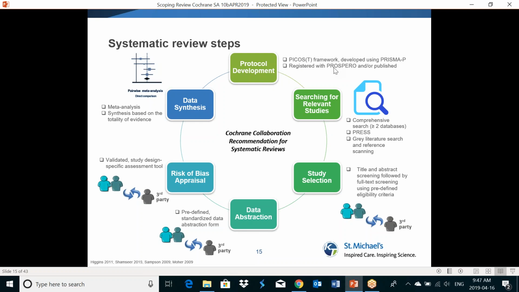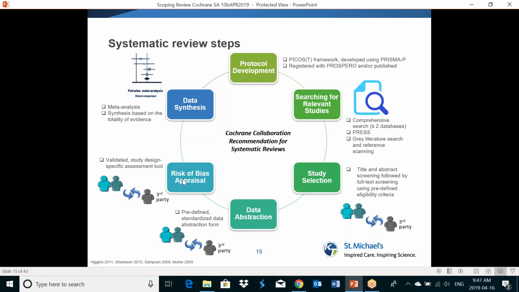For your protocol, you cannot register it with Prospero. They do not accept scoping reviews. So you're likely going to register it with something like Open Science Framework. That's one big difference. The search will be the same. Study selection will be the same. Data abstraction will be the same, except that we call it data charting, and you may or may not be charting the results. It depends on your research question.